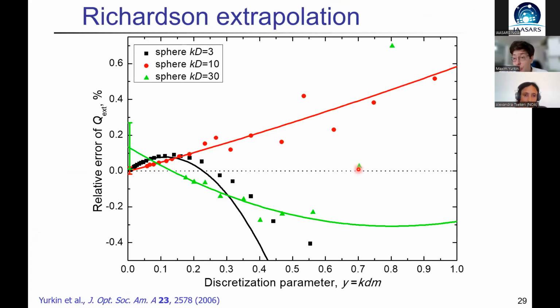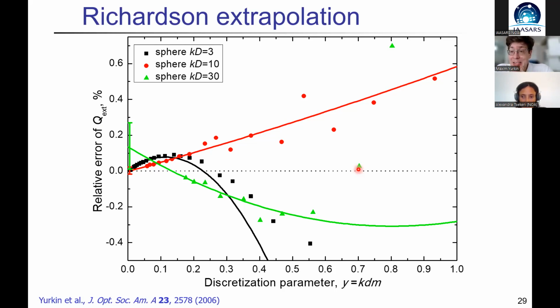Yeah, so, both. First, it's a good idea to consider some simple shapes, but the problem with simple shapes is that usually people say, okay, it's spheres. So we compare with the Mie theory, and that's easy to do.